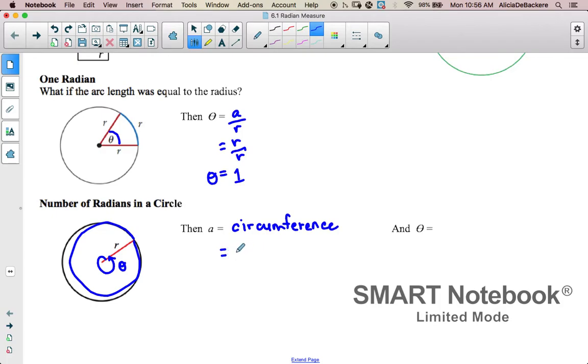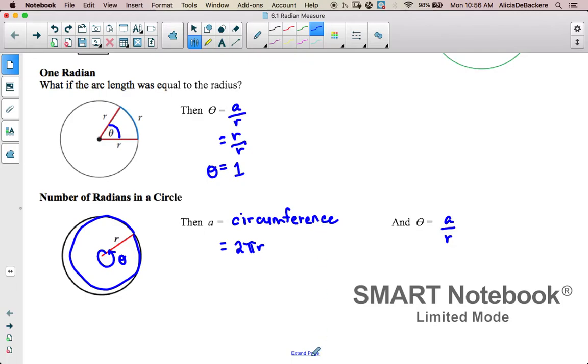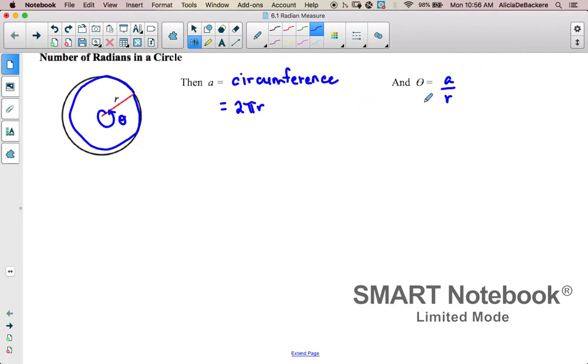So in mathematics, we know that to find the circumference of the circle, we do 2 pi times the radius. Well, then theta, remember, is the arc length over the radius. And so I can sub in what I know. My arc length is now 2 pi r, the radius of the circle, divided by the radius will give me the radians. And here I can cancel those r's away, because I've got all multiplication in the numerator, and I'm just left with 2 pi. So in an entire circle, we say that there are 2 pi radians.